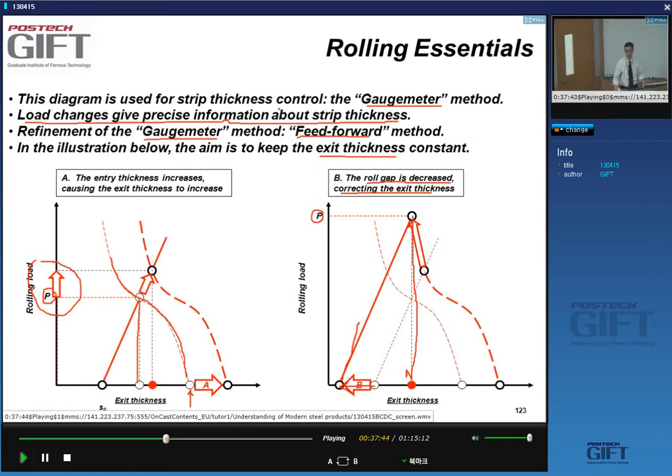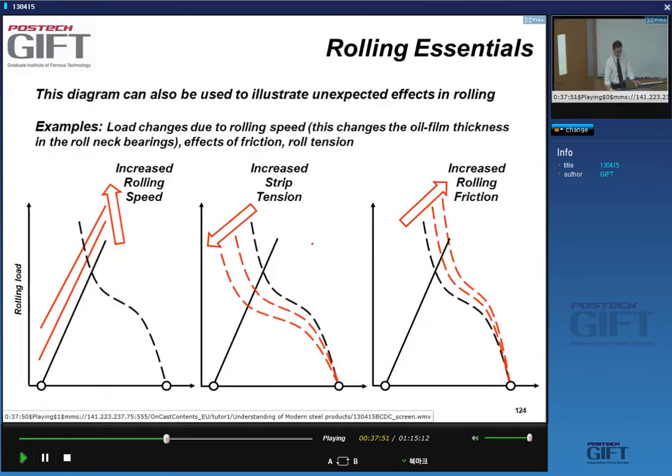Okay. And that's what the gauge method is based on. And of course, the diagram can be used to look at other features, like more unexpected effects in rolling. For instance, what happens if there are changes in rolling speeds? What is the effect of friction? What is the effect of roll tension? The example I just showed was a change in the strip entry thickness, okay?